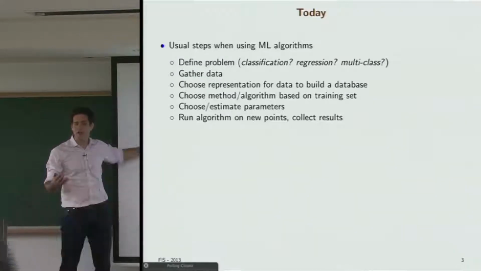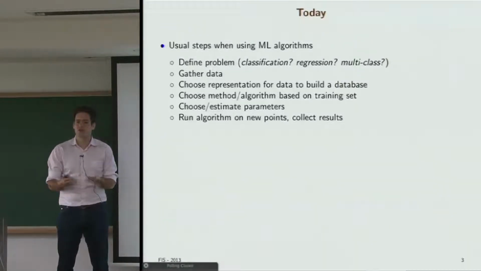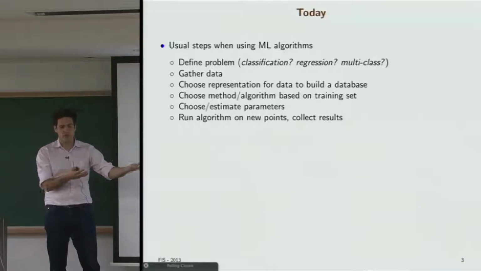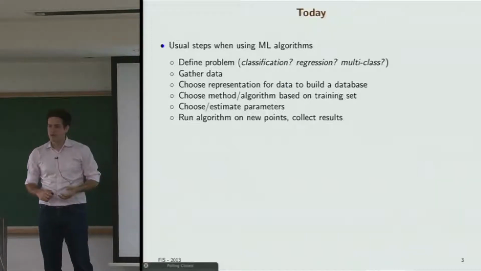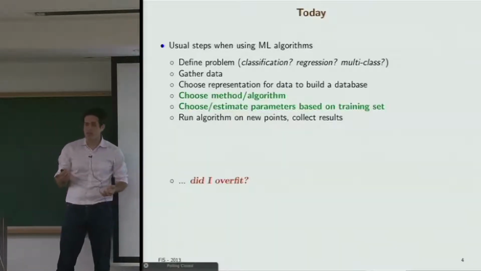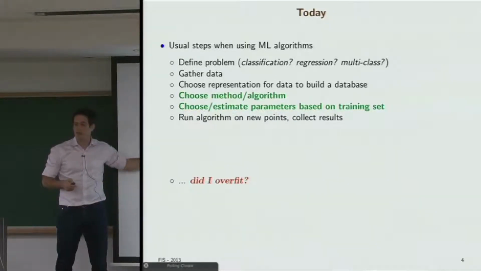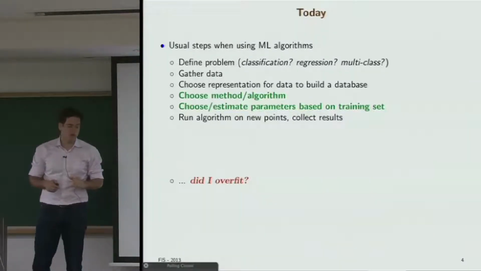Then you have to run the algorithm itself and choose the parameters. And then, once you've reached that stage, usually this is the end of the story. You just give the algorithm to the person and tell that person, well, you can use it now. And if you have a new point that's coming, this will be the answer. But whenever you do that, you should always ask yourself if you have overfitted the data at some point. We will try to give a definition now of what overfitting is and how this can be controlled, especially at those stages: what kind of method or algorithm you want to choose and how you want to estimate the parameters of that algorithm.